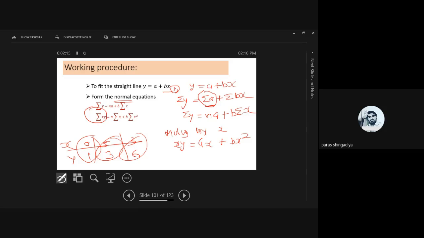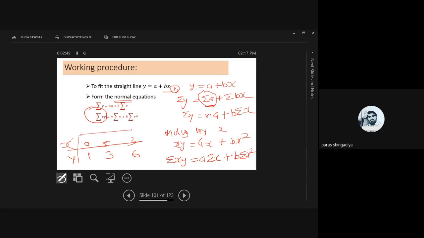Is it clear? Okay, and then after, apply sigma to this equation. So it will be sigma xy is equal to a sigma x, so a taken outside, so it is a sigma x plus sigma bx square, so it will be b sigma x square. Clear? So these two equations will derive first, meaning which values are required: sigma y, sigma x into y and sigma x square. How can we find these values? This table will be there in this example.